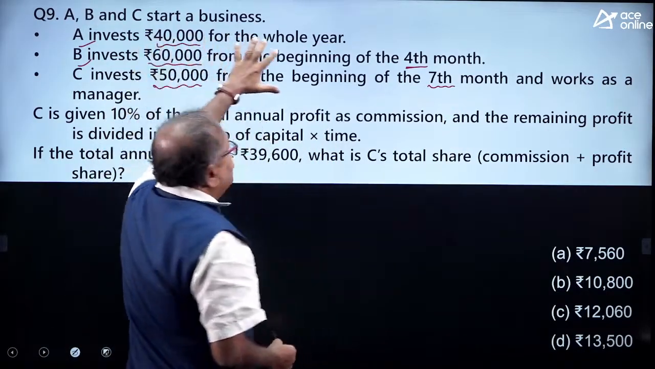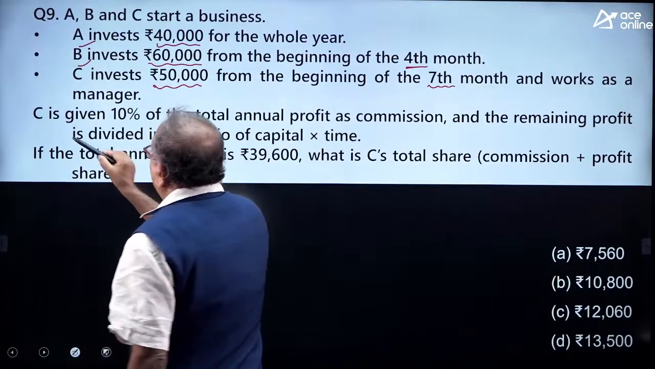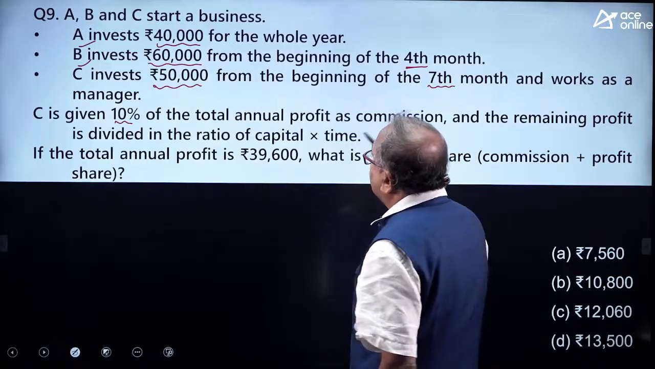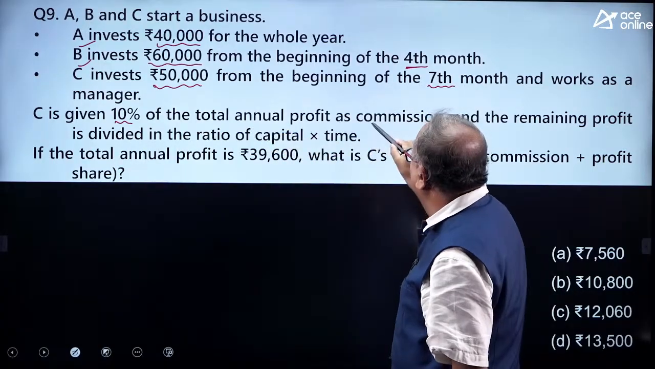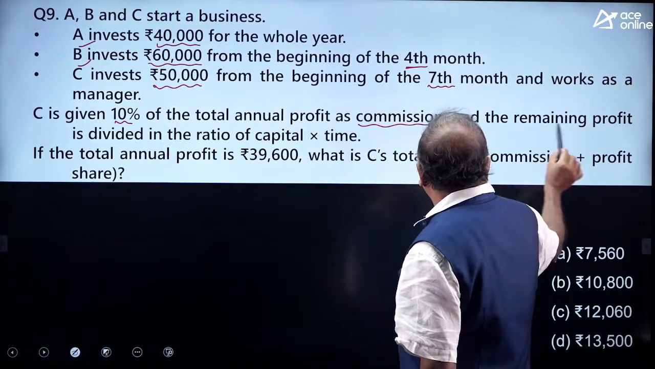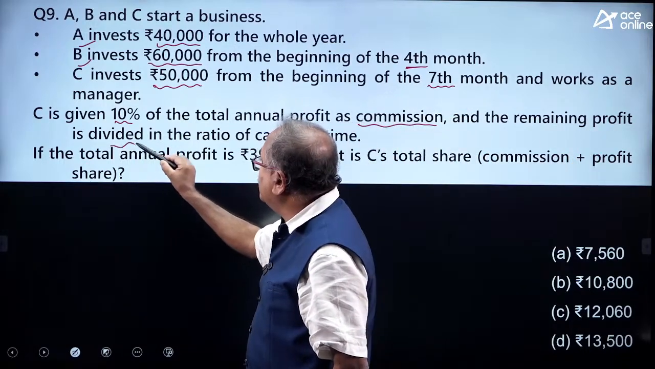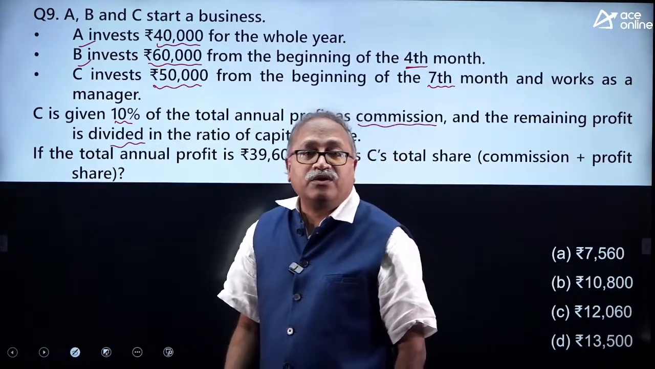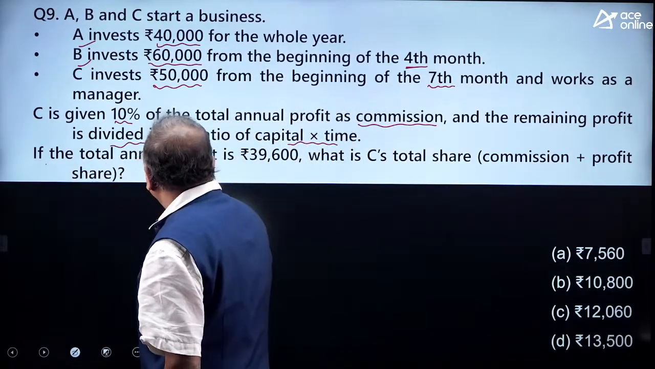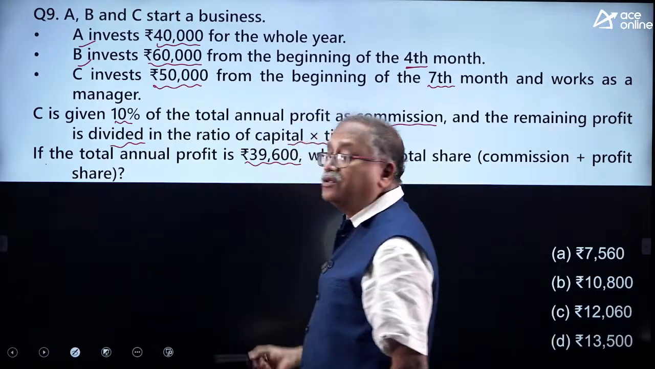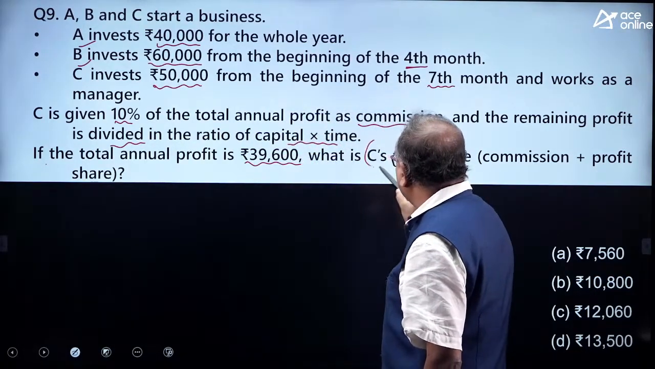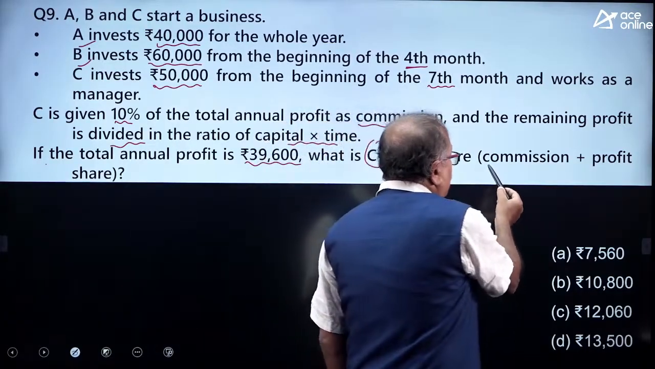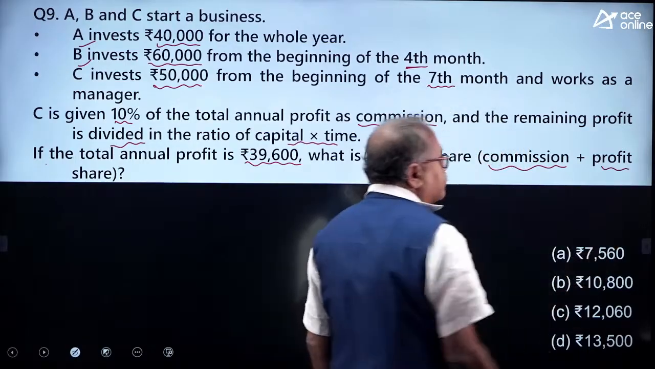So I know the capital, I know the time ratio. Now, C is given 10% of the total annual profit as a commission, and the remaining profit is divided in the ratio of their capital into time, that means in the profit and loss ratio. Now, if the total annual profit is rupees 39,600, then what is C's total profit? Here it is clearly mentioned that it means the commission plus profit.